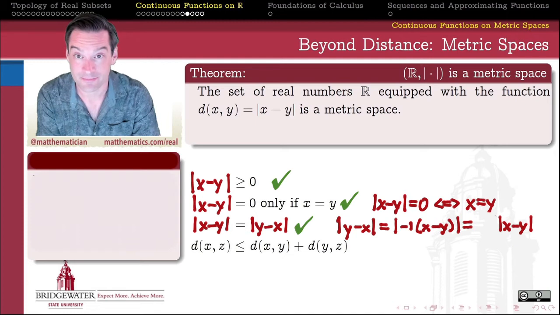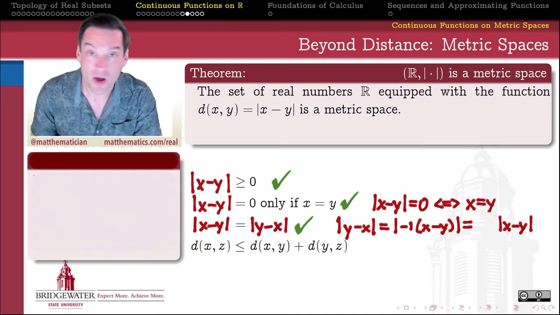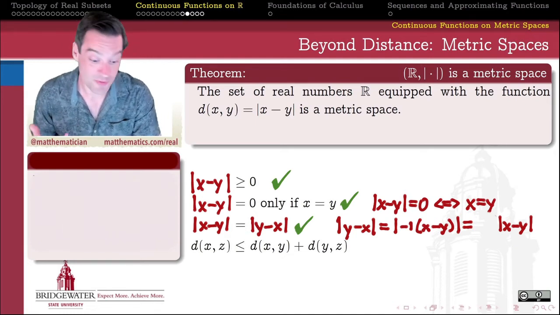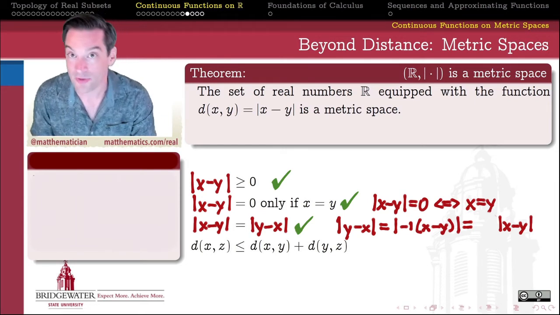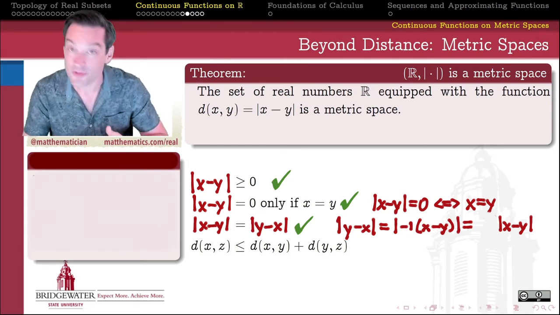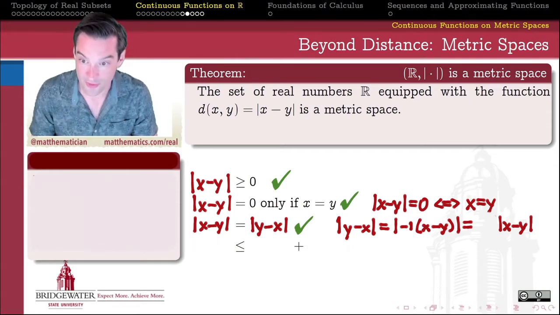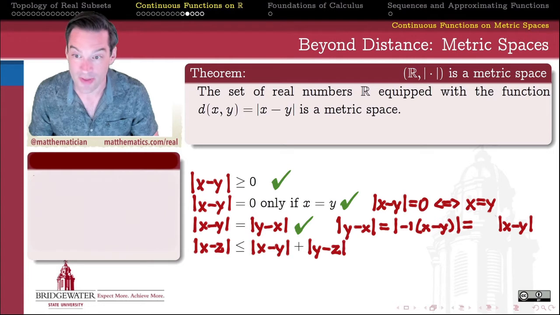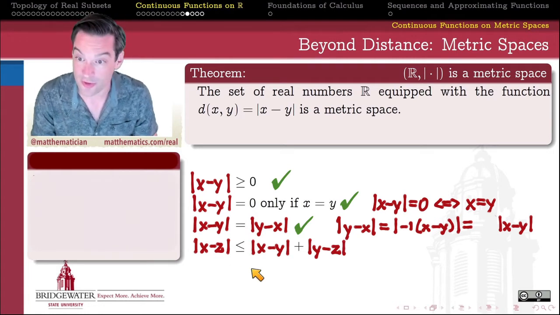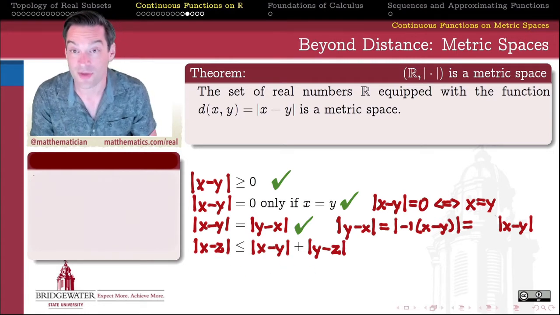Okay, so the triangle inequality is going to be the one that's going to require the most thinking. And we won't go through all of the 6 different cases that would be necessary to prove that this is true. Instead, what we're going to do is use a different version of the triangle inequality, the one that we've already met earlier in our analysis journey. So how do I show that the absolute value of x minus z is less than or equal to the absolute value of x minus y plus the absolute value of y minus z?